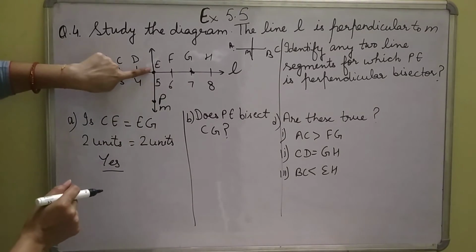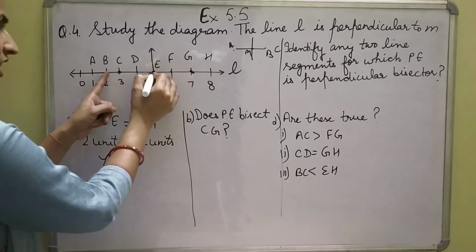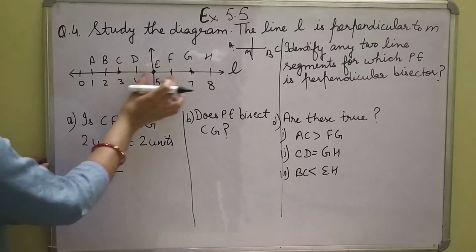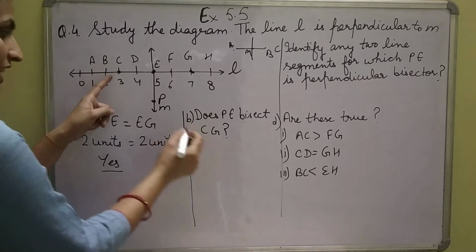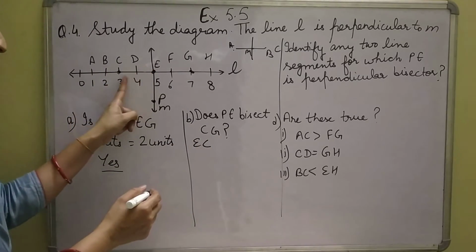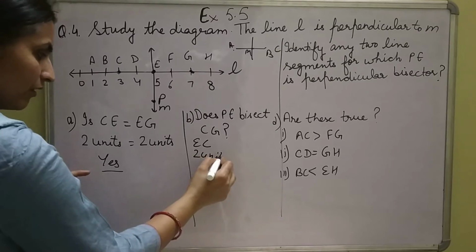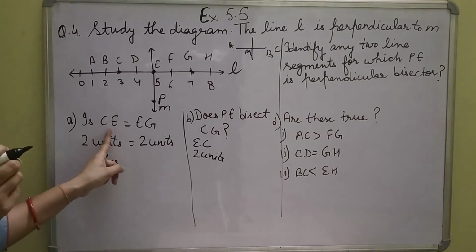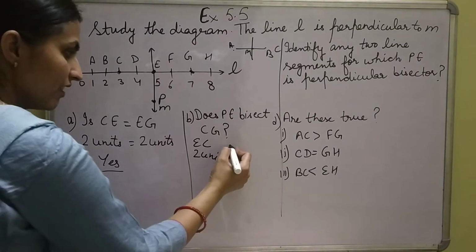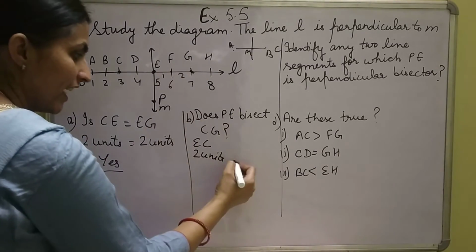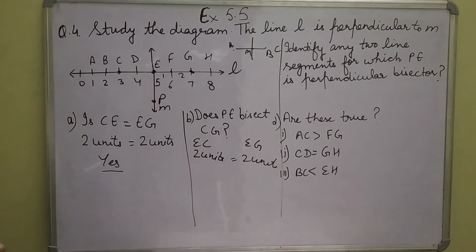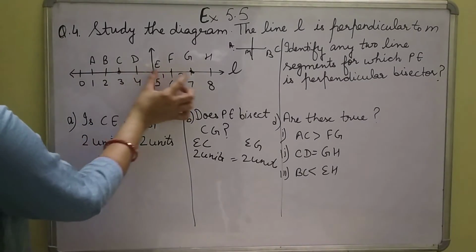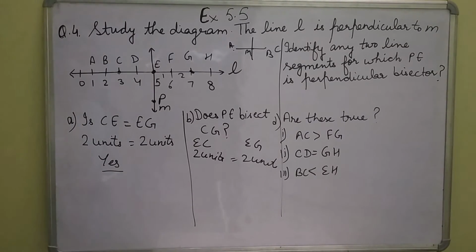This is our PE and this is our CG. From E we have to check that the distance to the 2 points is the same. E to C is 2 units. We say EC or we can say CE, same. E to G, 1, 2, again 2 units. That is E to G or we can say G to E. So yes, PE bisects CG as the distance remains the same. So this is your part B.